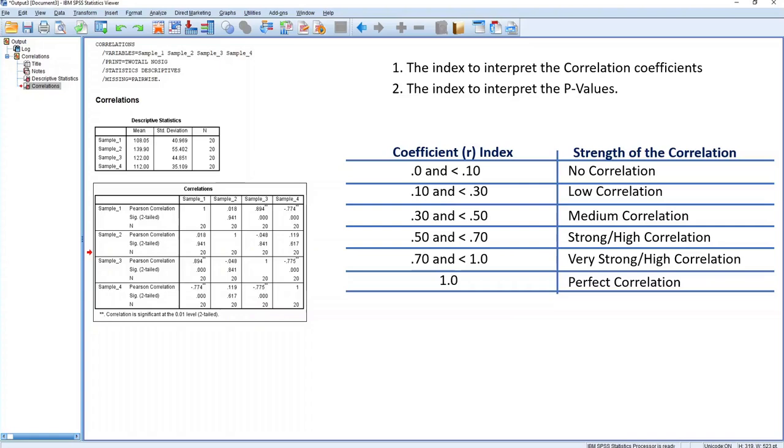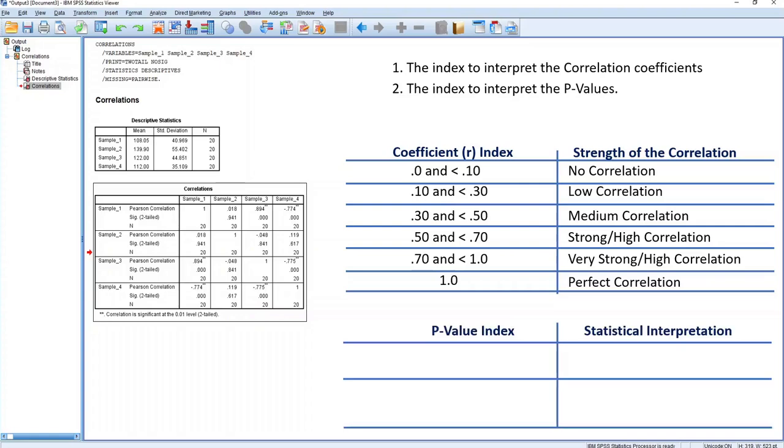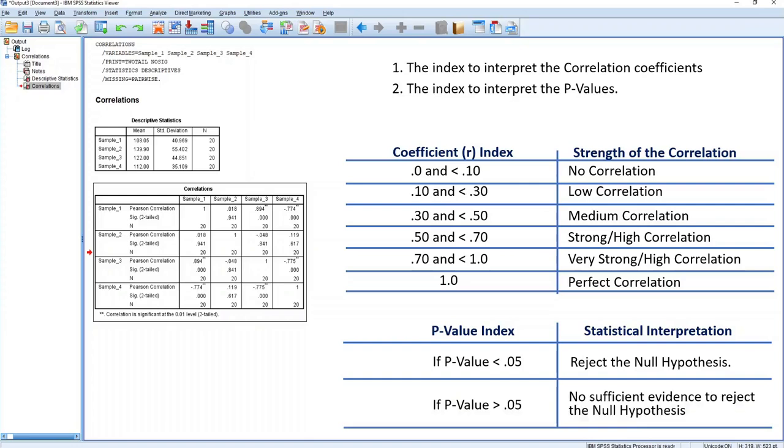Now, this is the index to interpret the p-values. If the p-value is less than 0.05, reject the null hypothesis because there is a correlation between the sample variables. But if the p-value is greater than 0.05, you will have no sufficient evidence to reject the null hypothesis because there is no correlation between the sample variables.